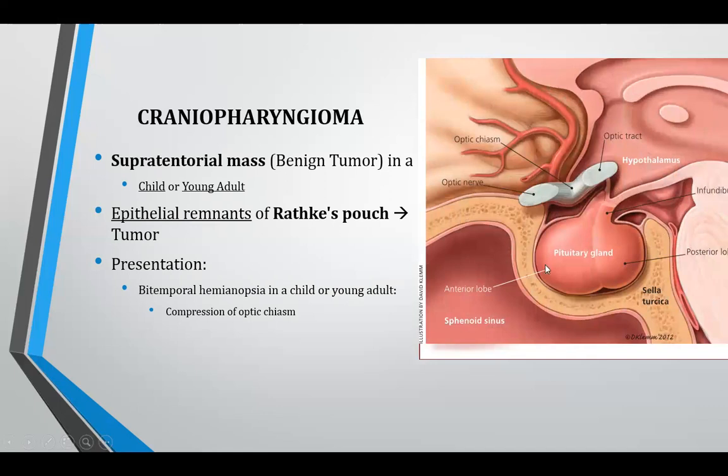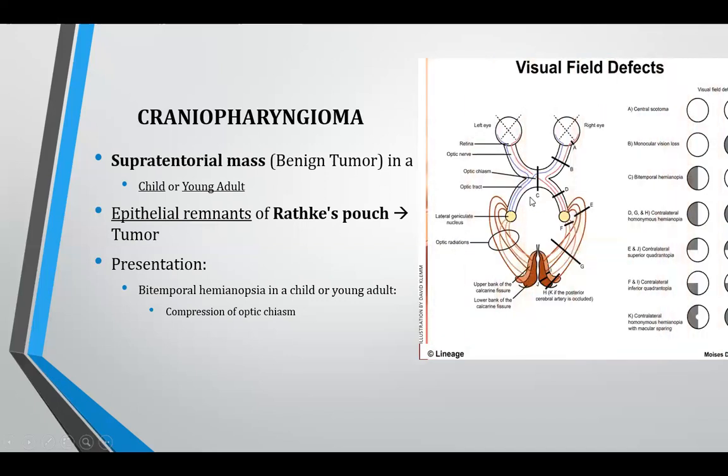Over here, you can see that this is the pituitary gland. Above it is the optic chiasm. This is the optic chiasm. Whenever a tumor arises over here, it will compress this optic chiasm, and it will cause a bitemporal hemianopsia. Over here, you can see that this is the optic chiasm. Whenever these fibers are damaged, it would cause the bitemporal hemianopsia.